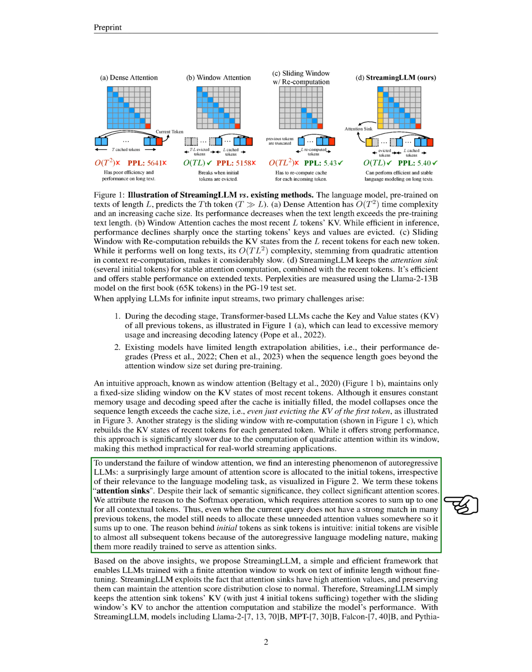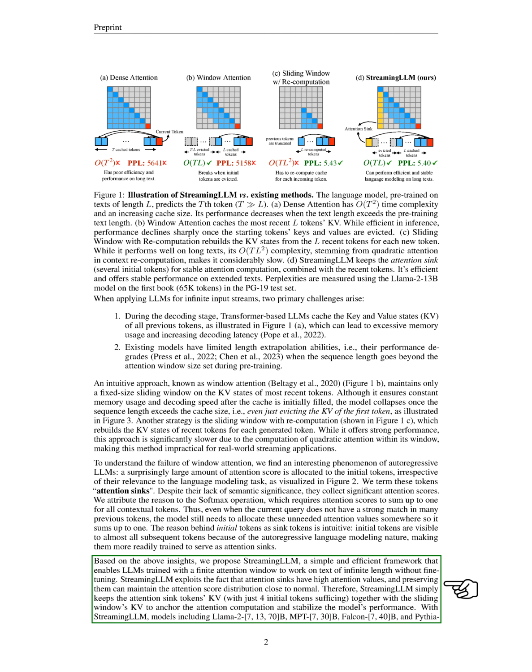We've observed an interesting phenomenon in autoregressive LLMs. A large amount of attention score is allocated to the initial tokens, regardless of their relevance to the language modeling task. We call these tokens attention sinks. Despite their lack of semantic significance, they collect significant attention scores. This is due to the softmax operation, which requires attention scores to sum up to 1 for all contextual tokens. Therefore, even when the current query doesn't have a strong match in many previous tokens, the model still needs to allocate these unneeded attention values somewhere so it sums up to 1. Initial tokens often serve as attention sinks because they are visible to almost all subsequent tokens due to the autoregressive nature of language modeling.